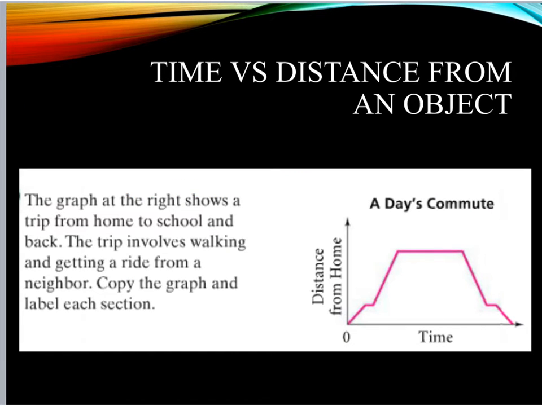Likewise, for the next example, it says the graph at the right shows a trip from home to school and back. We're still walking and getting a ride from a neighbor, and we're going to label each section. So again, this part right here is not very steep, so I would say that the person is probably walking, just like they're probably walking here. These two regions, it looks like we are riding.